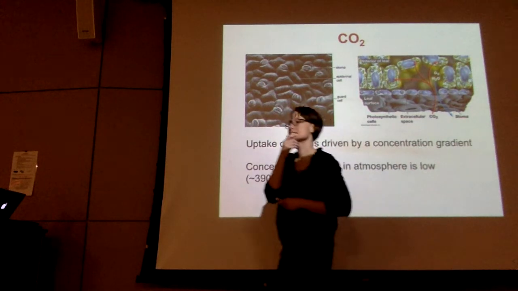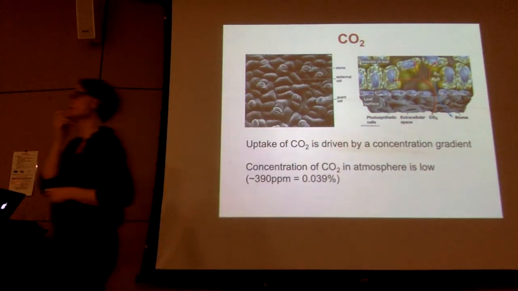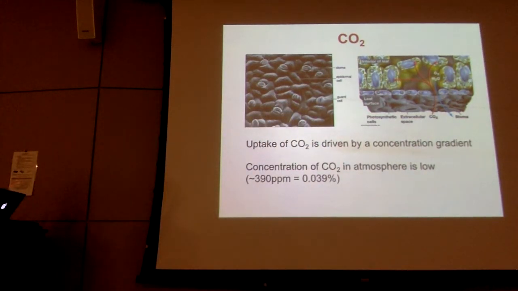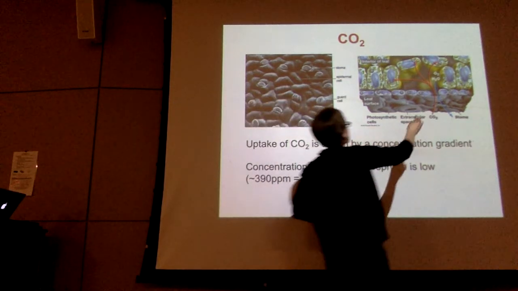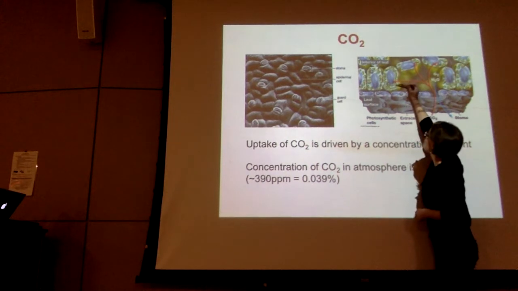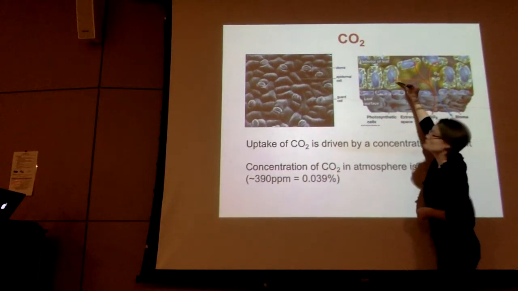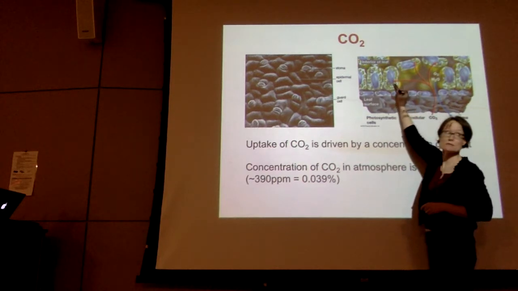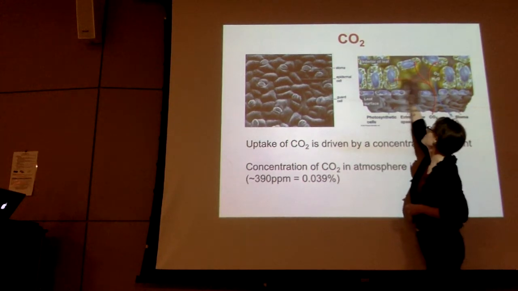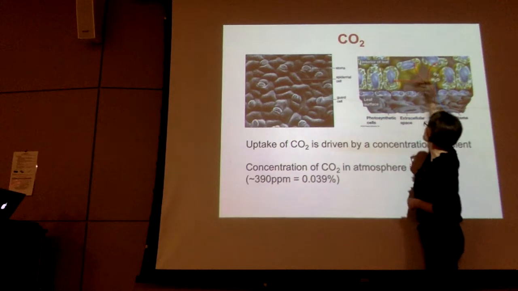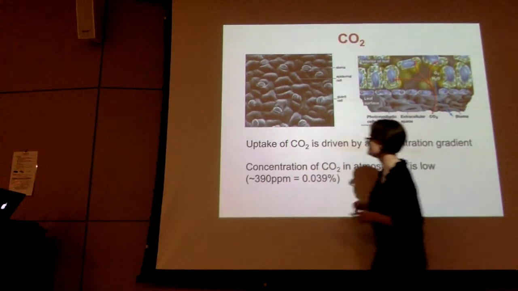Isaac? Because all the CO2 is being used up for photosynthesis. It's being fixed, right? So it's being pulled out of this extracellular space into the mesophyll, and being fixed in the chloroplasts, right? And so as long as it's being taken out of this space, it's going to go in through here.